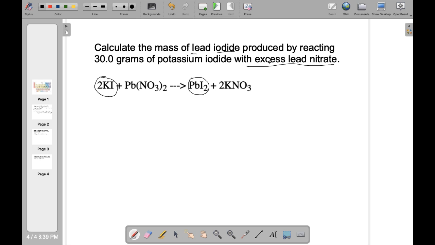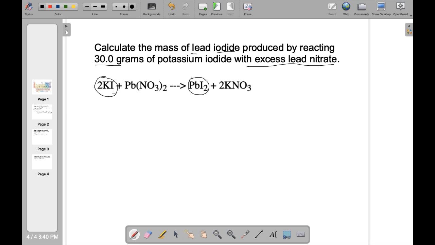Now, one of the things you're going to be doing next is limiting and excess reactants. But we don't need to worry about that right now. So let's just look at this. If I have 2 moles of potassium iodide and I add it to lead nitrate, it's going to react, and I'm going to get 1 mole of lead iodide and 2 moles of potassium nitrate.